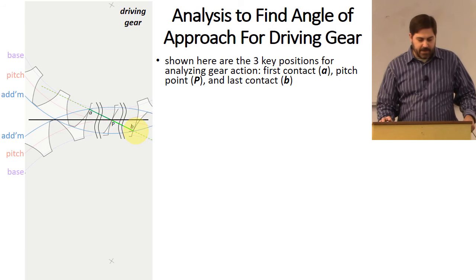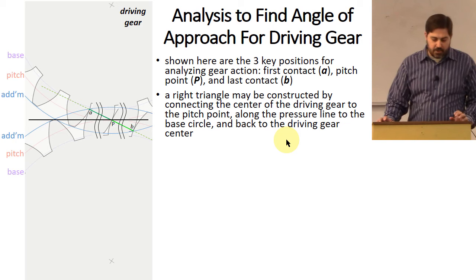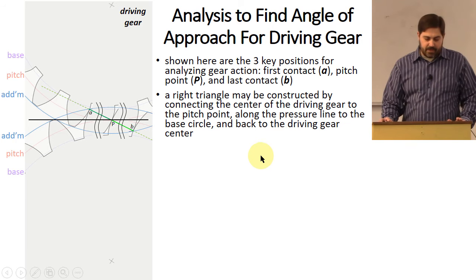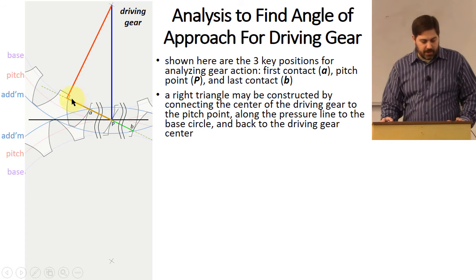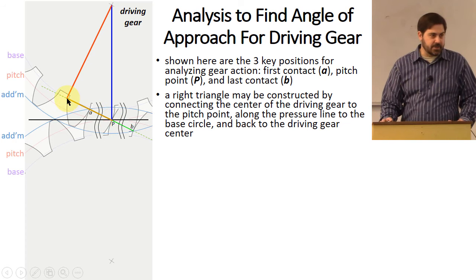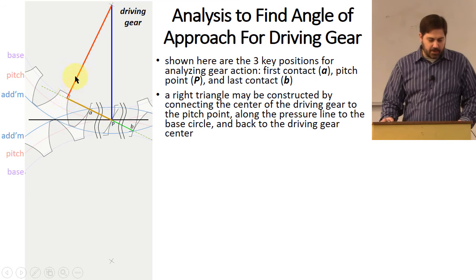All right, so now let's get into this. The first thing I want to do is construct a right triangle that connects the center of the driving gear to the pitch point, so that would be this blue line right here, then along the pressure line. This is essentially the same triangle I showed you just a second ago. It goes along the pressure line up to the base circle, and this creates this right triangle.